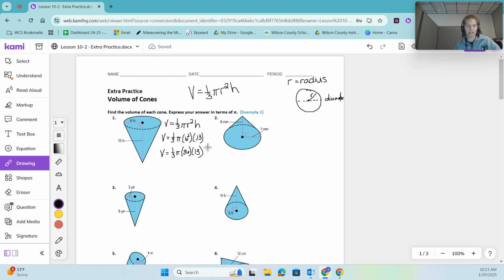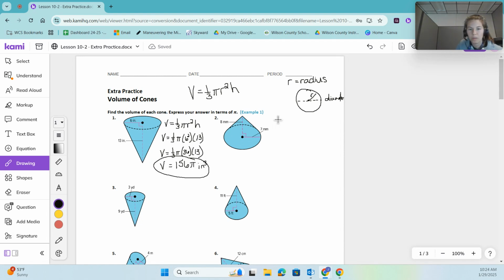I'm going to go ahead and just type this into my calculator. 1/3 times 36 times 13. And that's going to give me volume equals 156 pi. And this does say express your answer in terms of pi, so we are going to leave it just like this. That's going to be 156 pi inches cubed. Again, volume is cubed because we're talking 3 dimensions.